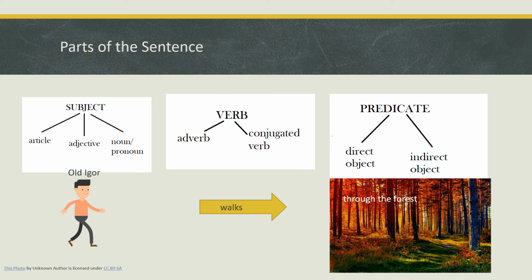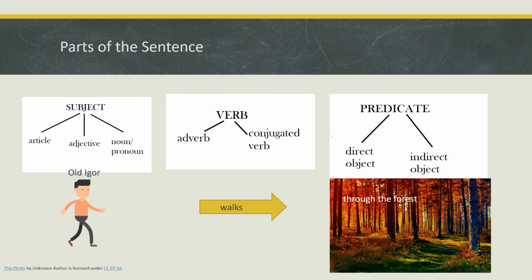So here, we illustrate this composition, right? Old Igor. Old is an adjective. Igor is a noun. As you may see, there is no article. In the middle, we have the verb walks, right? So the conjugation is in the simple present. So old Igor walks. And then the predicate says through the forest, right? So here we have a direct object, which is the forest.